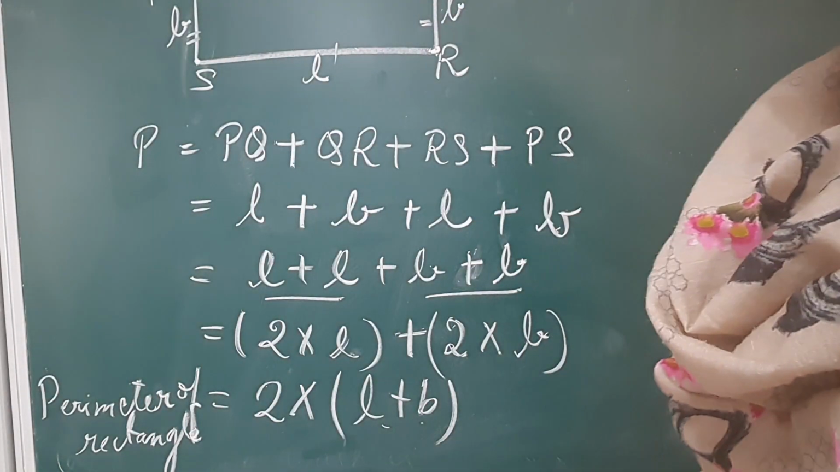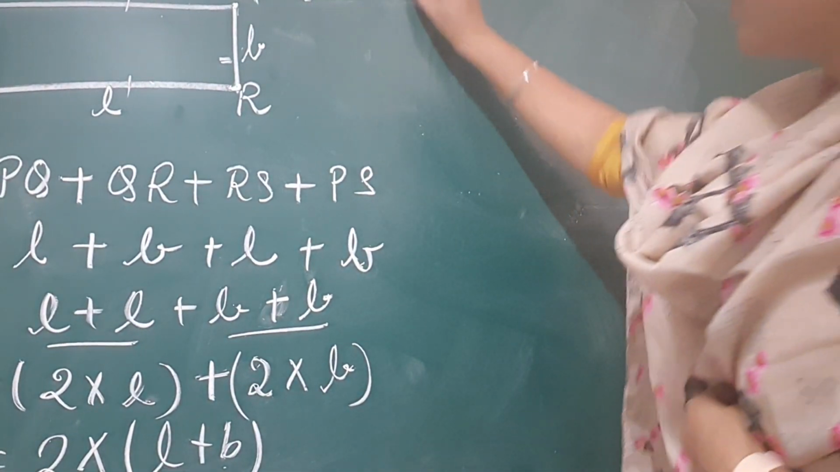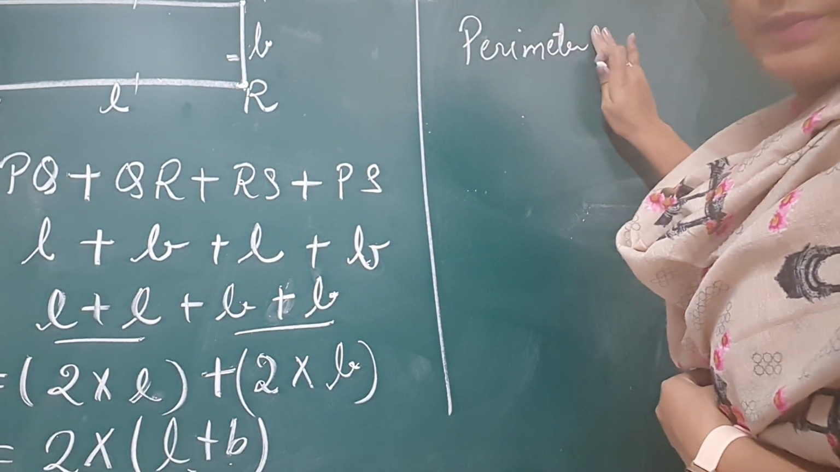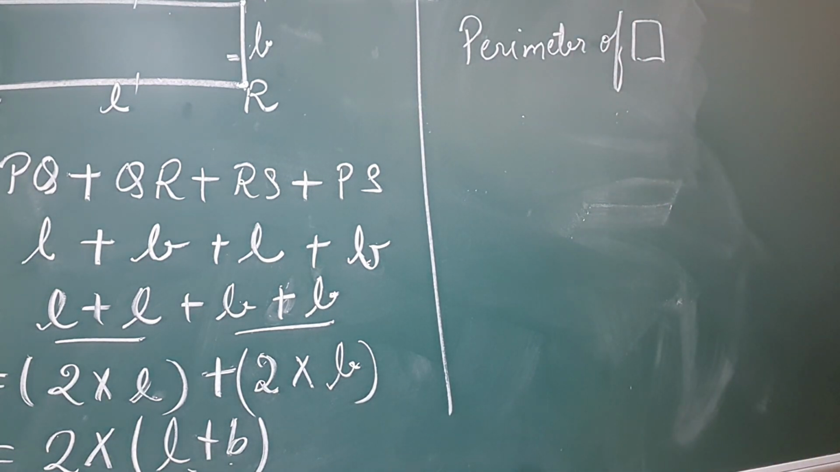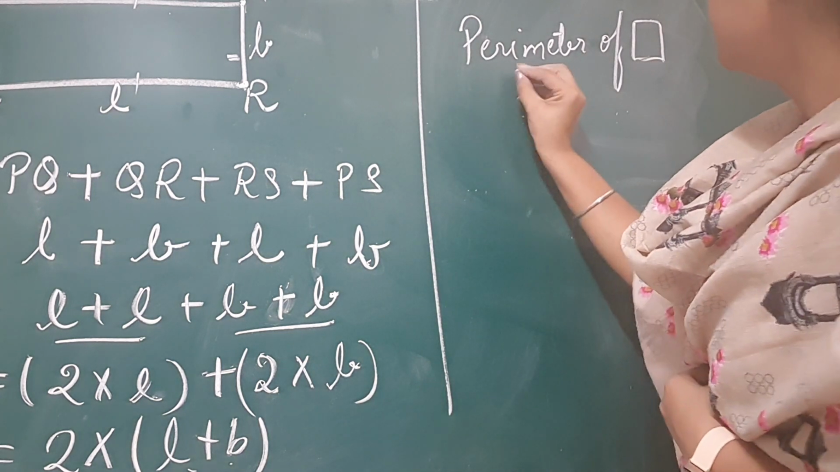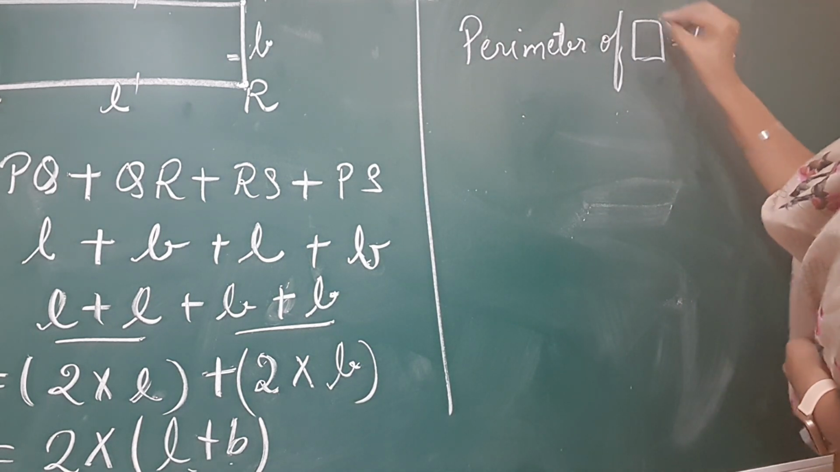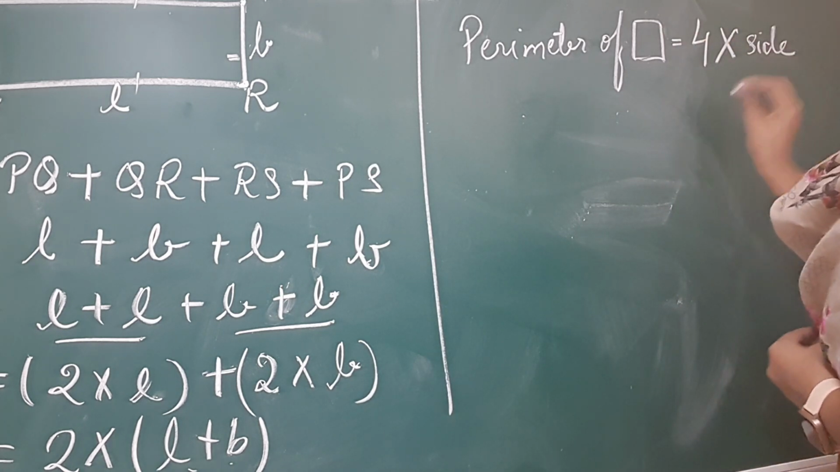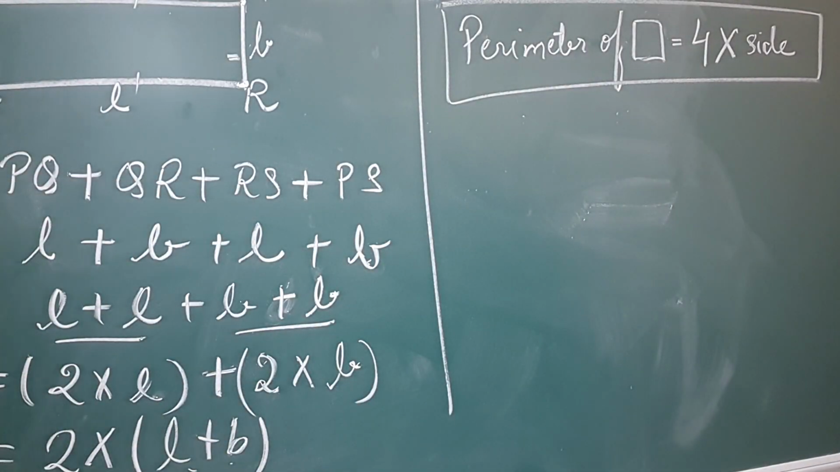Now one more special rectangle is the square. The perimeter of a square, in which all sides are equal. This means there are 4 sides, 1, 2, 3, 4, and all sides will be the same. So we do 4 into side, and this is the formula for the perimeter of a square. And here we have come to know the formula for the perimeter of a rectangle.